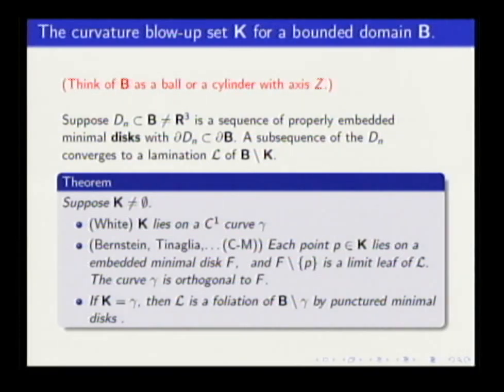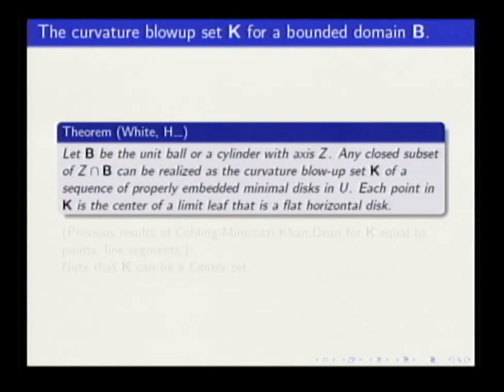And then it's an observation, I think, of Brian that in this case, if you have a point in the blow-up set, you have a minimal embedded disk going through it. And that curve, the C1 curve, is orthogonal to it. And if you get the whole curve, then, in fact, you get more than a lamination. You get a foliation of the complement of this curve gamma by minimal disks.